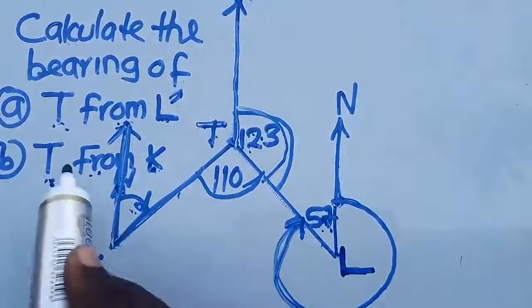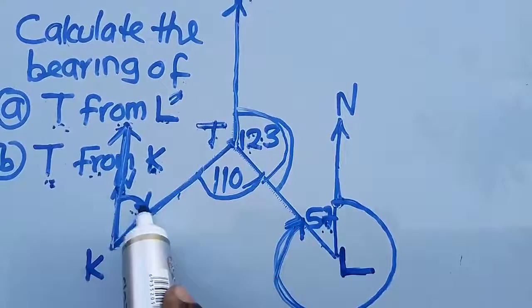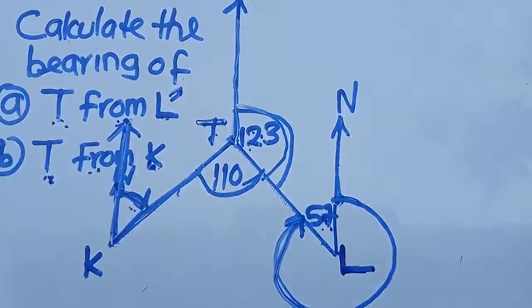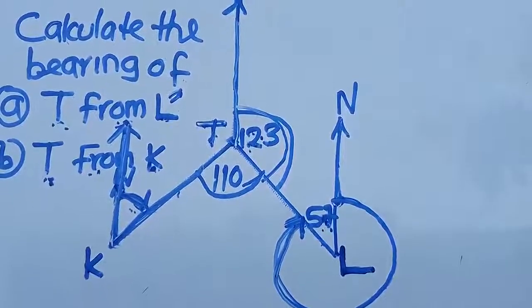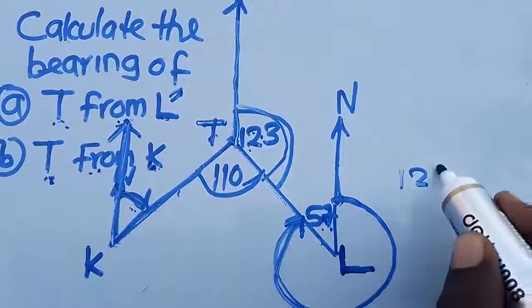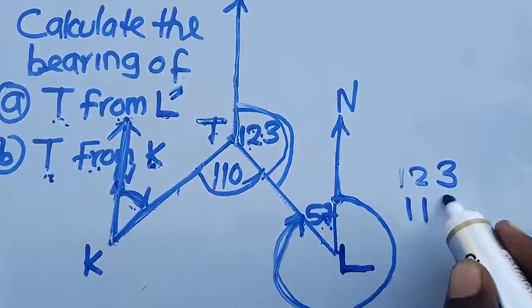We move to this one, T from K. I've told you this is the angle that we need to find. So how can you go about that one? This is how you are going to handle that one. You are going to add these two. 123 plus 110. What are you getting?